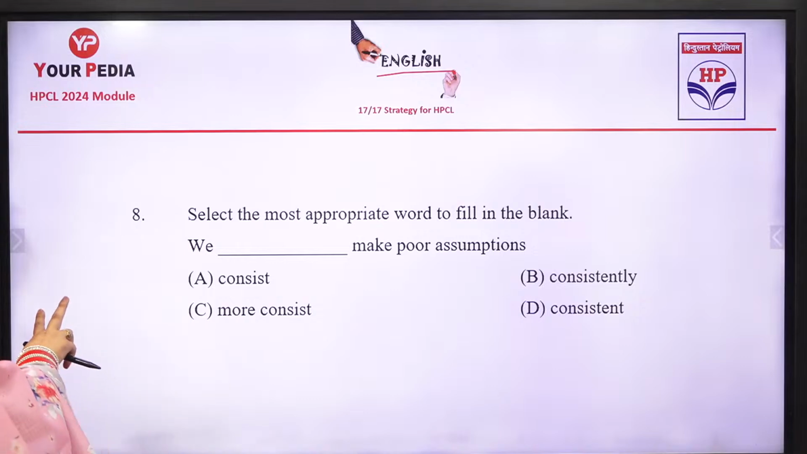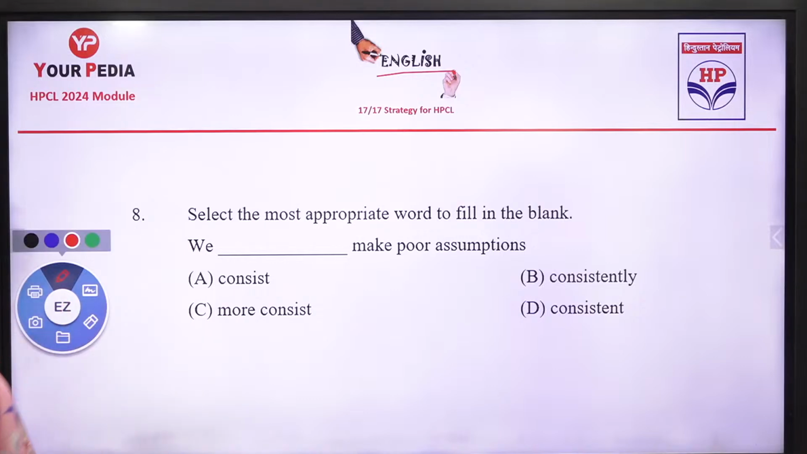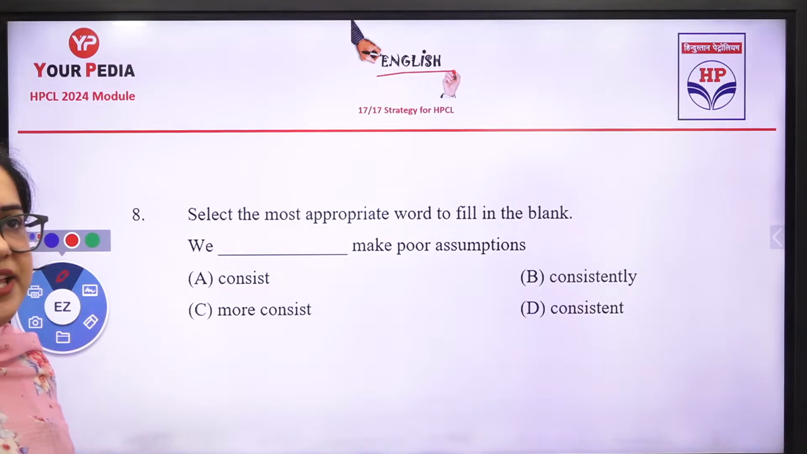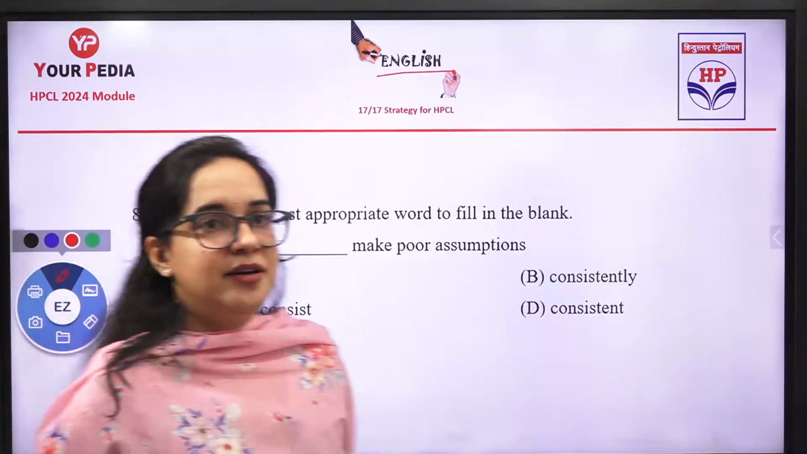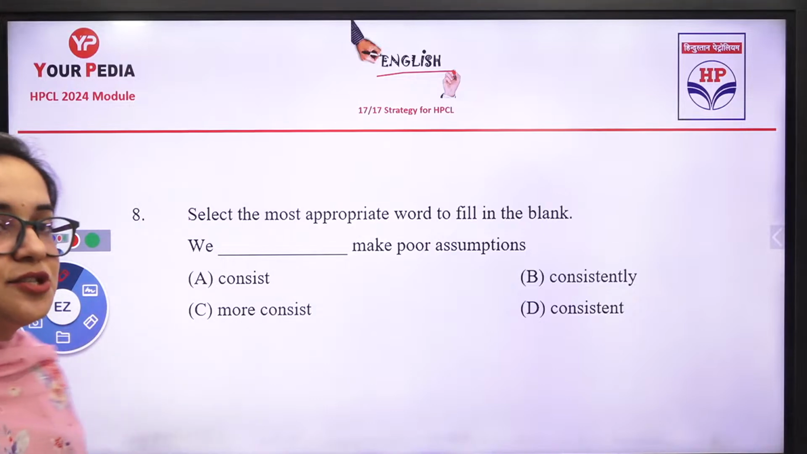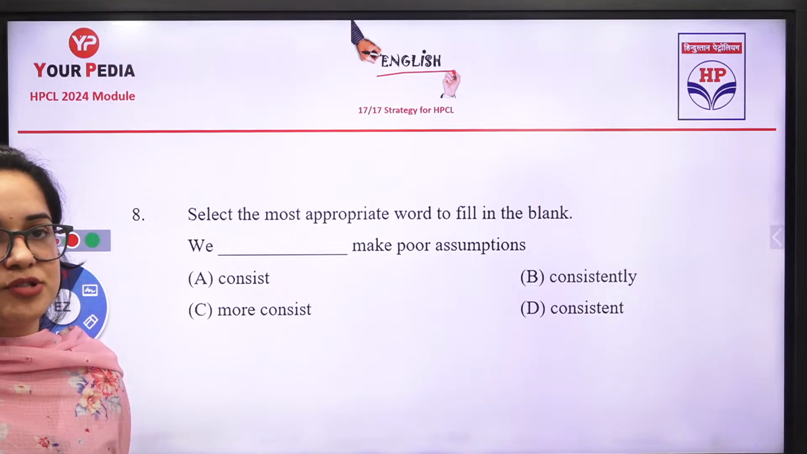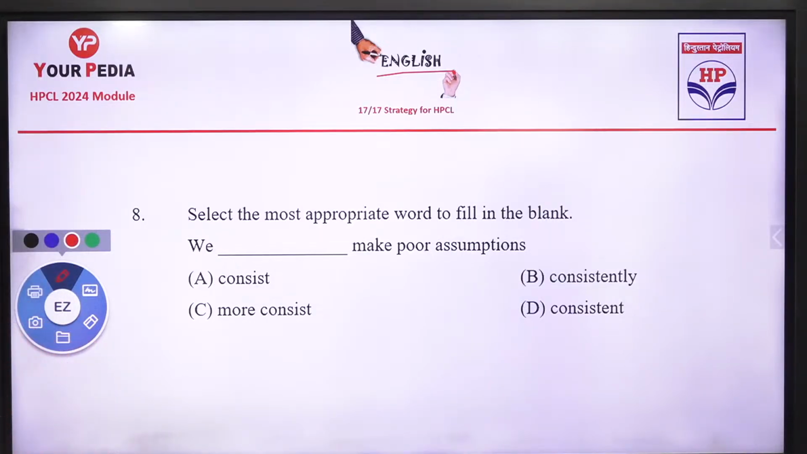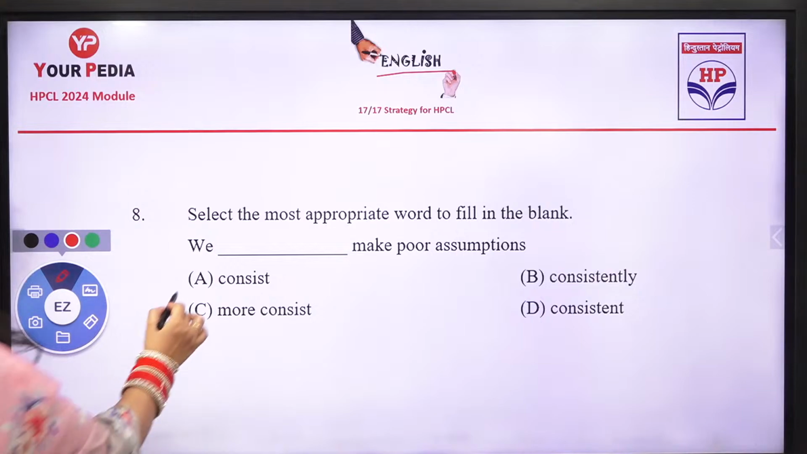Okay. Eighth one. Select the most appropriate option. We dash make poor assumption, guys. Consist, consistently, more consist, consistent. Very easy. We dash make. After 10 questions, I'm going to ask you one question. List of things we have learned till now. Some rules I'm going to ask you. B, very nice.